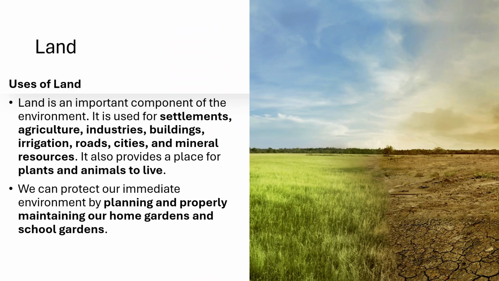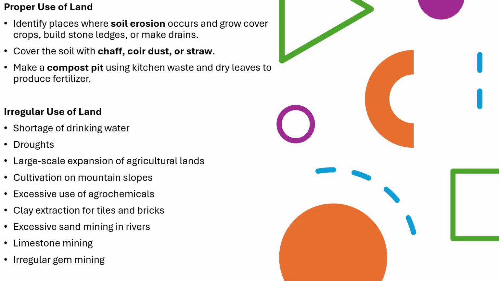Land. Uses of land. Land is an important component of the environment. It is used for settlements, agriculture, industries, buildings, irrigation, roads, cities, and mineral resources. It also provides a place for plants and animals to live. We can protect our immediate environment by planning and properly maintaining our home gardens and school gardens. Proper use of land. Identify places where soil erosion occurs and grow cover crops, build stone ledges, or make drains.